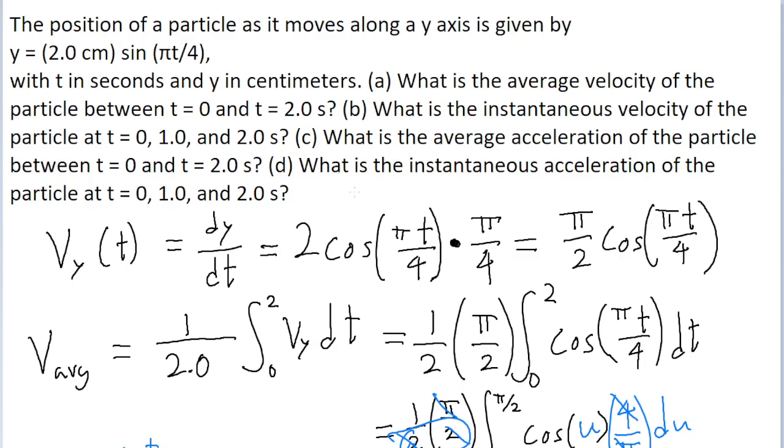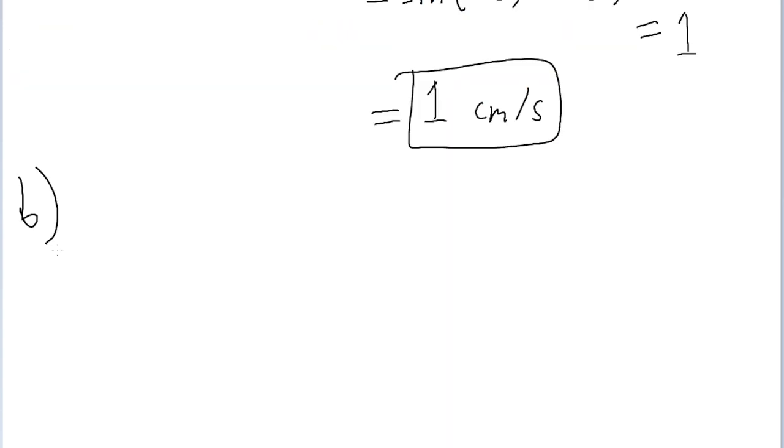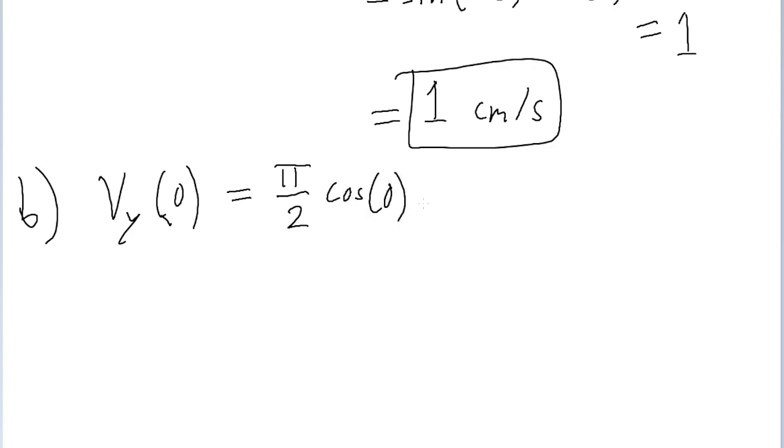Part B of the problem asks for the instantaneous velocity of the particle at t equals 0, 1, and 2. Fortunately, this part of the problem is much more straightforward than part A. We don't need to do any integrals. We just need to plug in 3 different values for our variable in our v sub y equation. So first off, we're plugging in 0 for t. So pi over 2 multiplied by the cosine of 0. The cosine of 0 is just 1, so the answer here is pi over 2 centimeters per second.